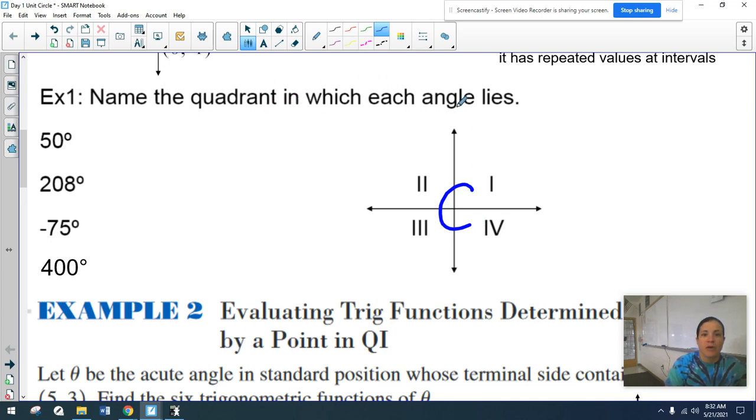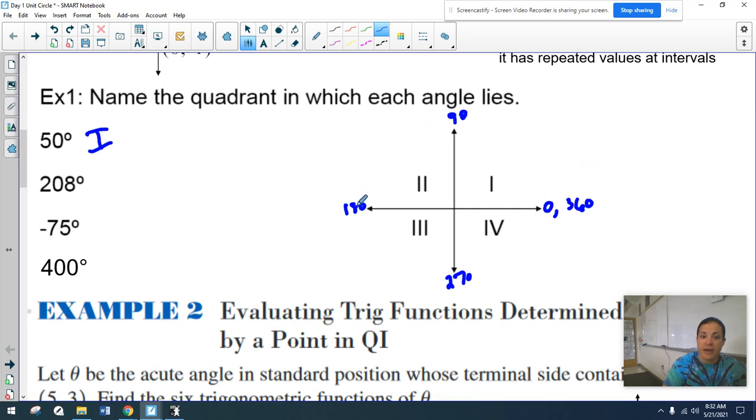Okay, so it says name the quadrant in which each angle lies. So if I'm talking these different numbers right here, this is my starting point because we're talking standard position. And then this is going to be 90 degrees. Another 90 is 180. I'm just counting by 90s. Another 90 is 270. And then 0 and 360, they're the same spot. So you just kind of start over. Okay, so if I'm looking for 50 degrees, I just want to find what 2 numbers they're in between. So 50 is right between 0 and 90, so that's going to be in quadrant 1.